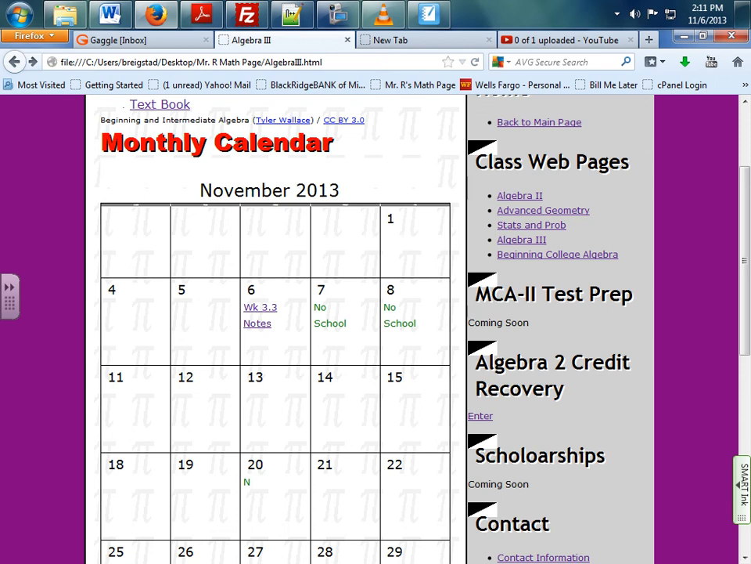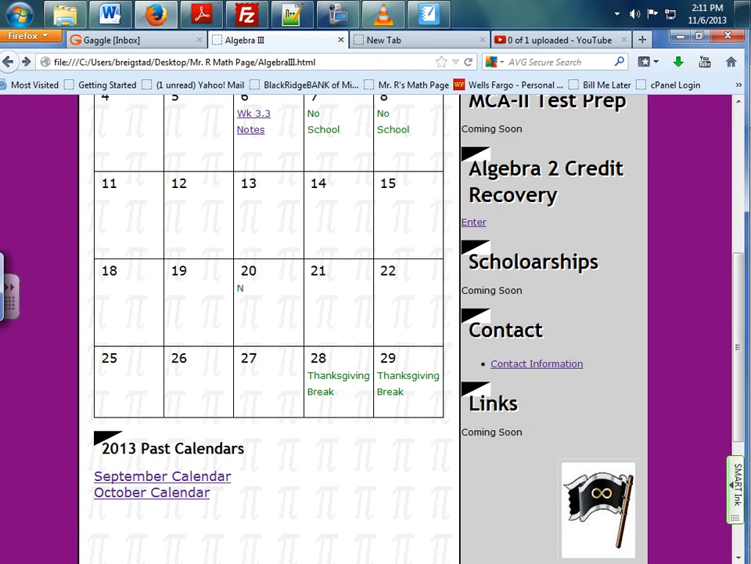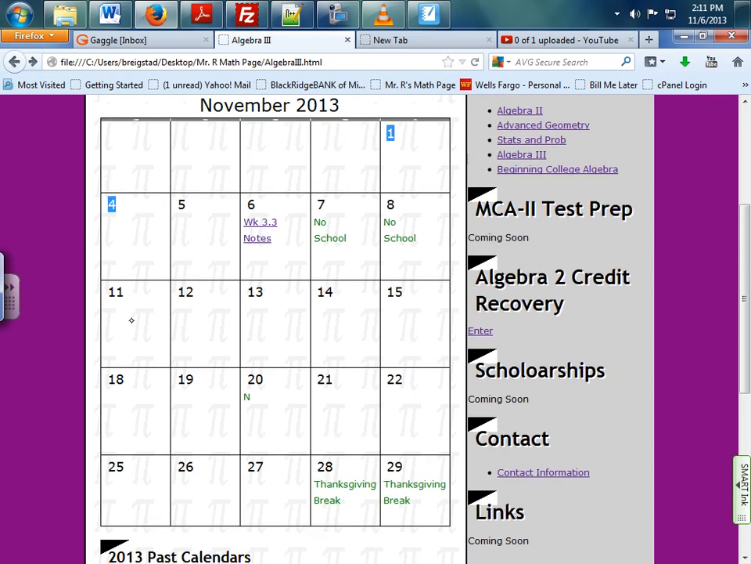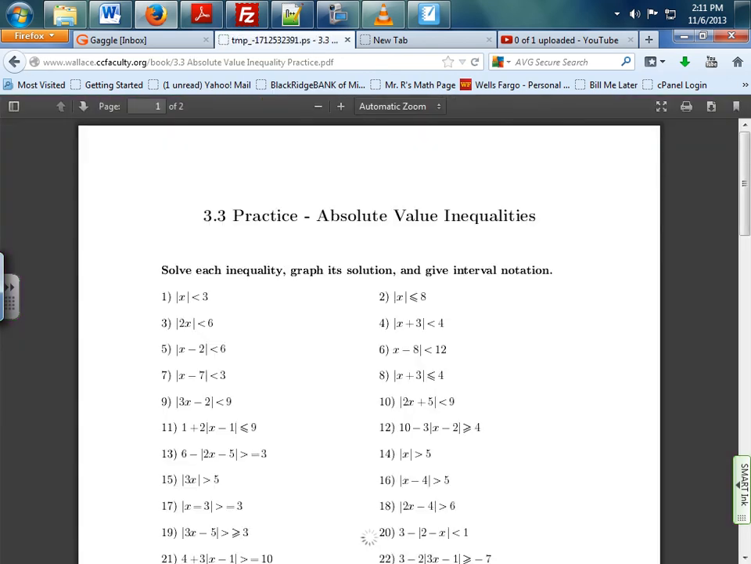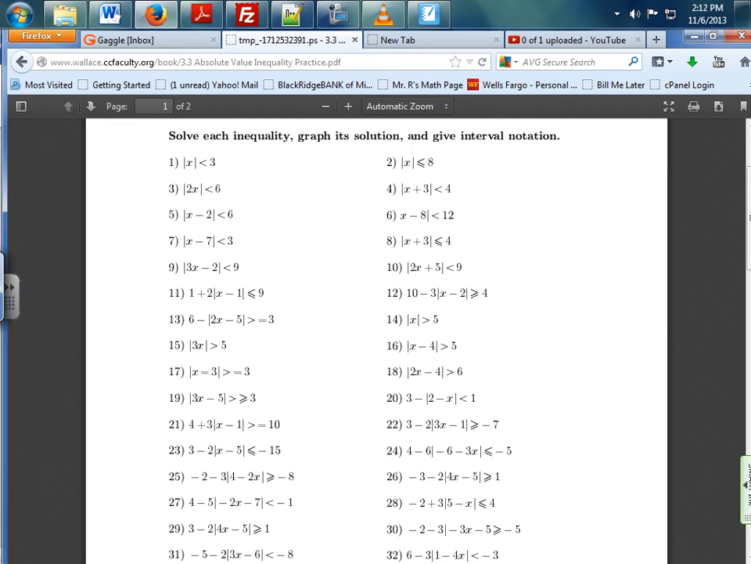It should say no school. It should say no class there. And I don't know why there's an N there. I have to fix that. Yeah, I skipped Saturday and Sunday. Oh, I didn't realize that you did that. I'm like, that doesn't make sense. Okay, for your homework, for your worksheet, let's just do up to 16.